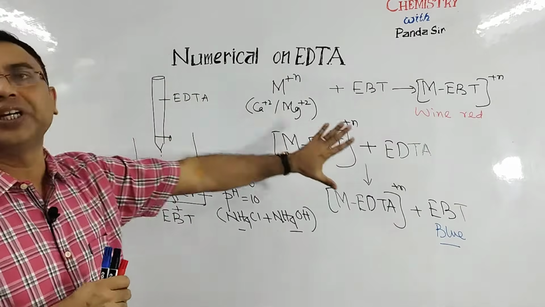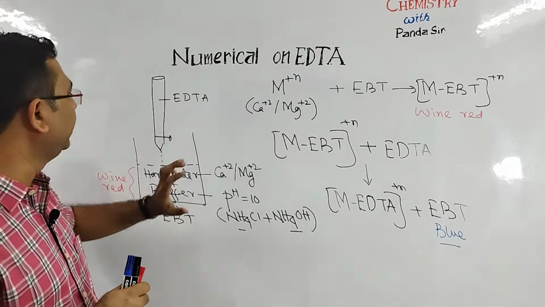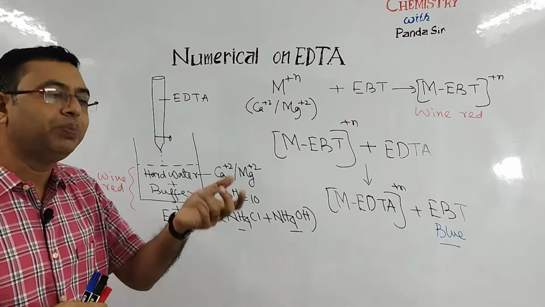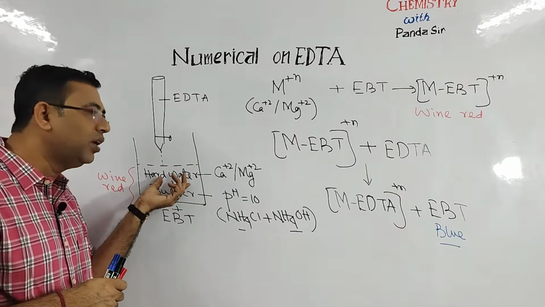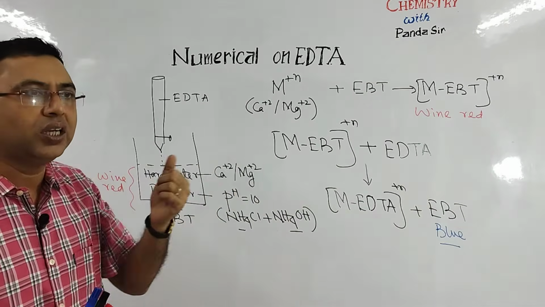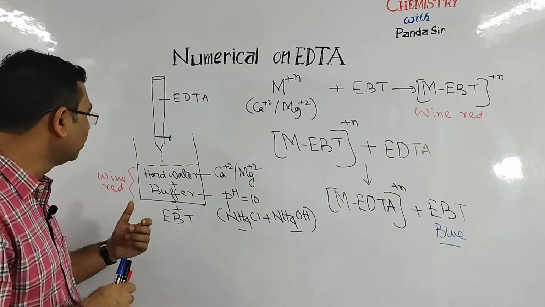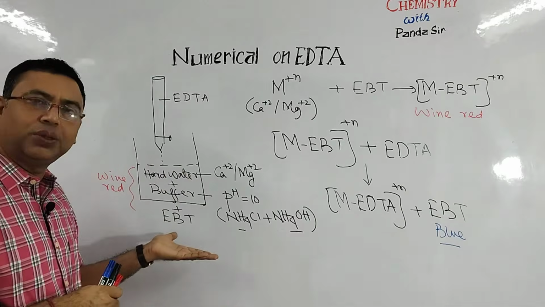So this is the theoretical part of the numerical on EDTA. We understand that we are taking the sample, and as I said, the sample can be changed. You can take the normal hard water to calculate the total hardness. If you take the boiled hard water, you will get the permanent hardness. The process remains the same.